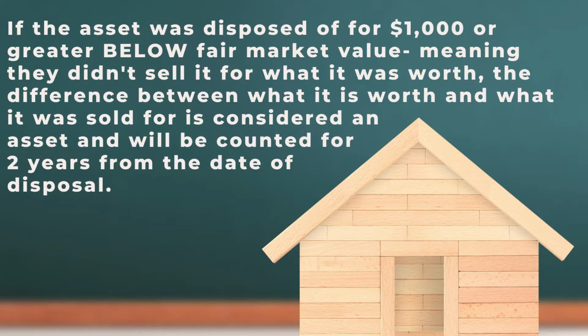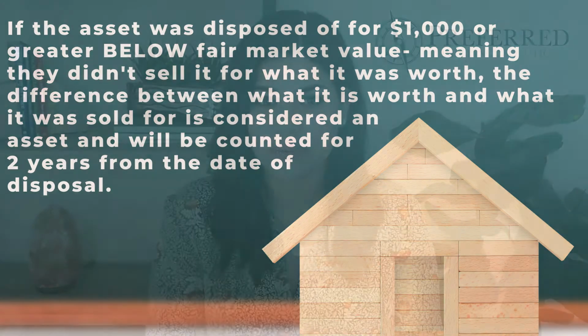If the asset was disposed of for $1,000 or greater below the fair market value, meaning they didn't sell it for what it was worth, then the difference between what it's worth and what it was sold for is considered an asset and will be counted for 2 years from the date of disposal. This home was sold for $15,000 less than what it was worth, so that $15,000 will be counted for 2 years from the date of the sale.